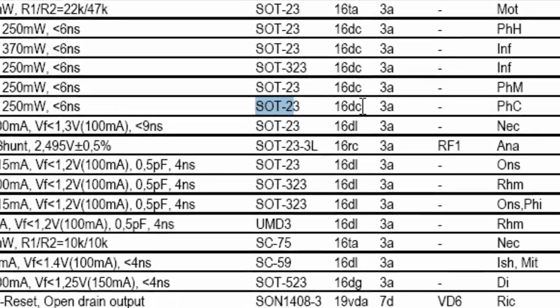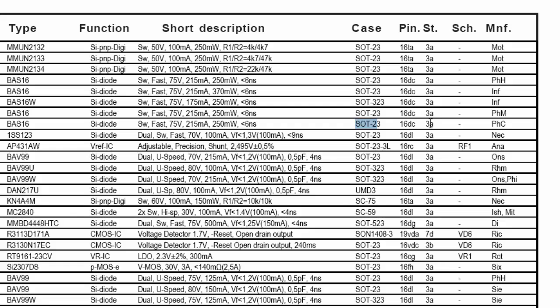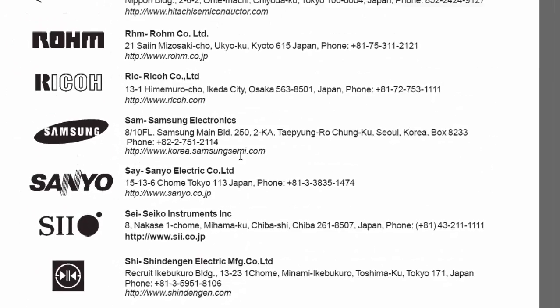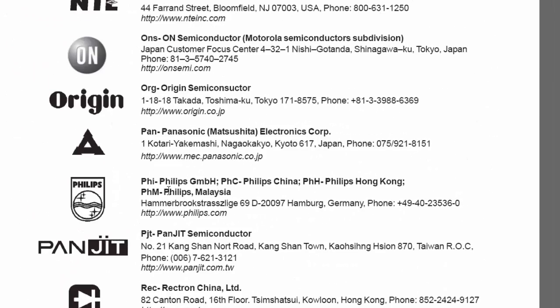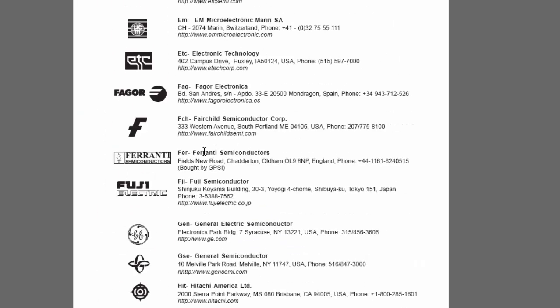In the pin equivalent code, 16 DC, then 3A, that is the style, and then PHC, that is the manufacturer. To see the data for these three columns, go to the end of the document. PHC, PH means Philips. PHI is Philips GmbH, Germany. PHC is Philips China. So it's made by Philips China.